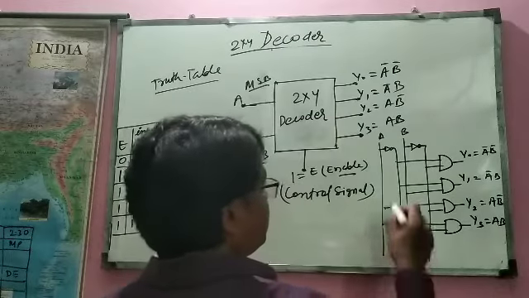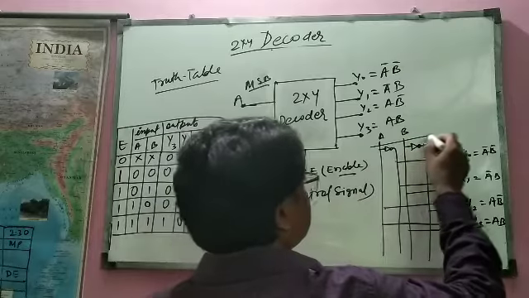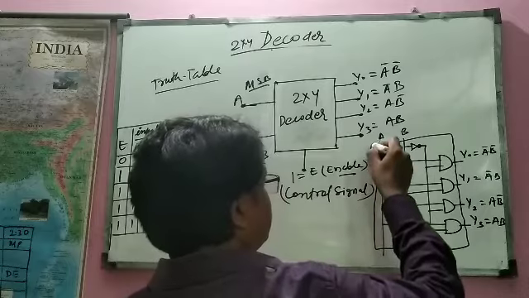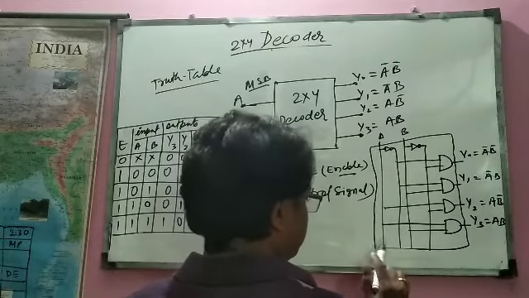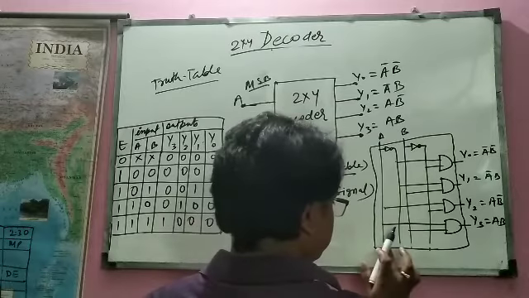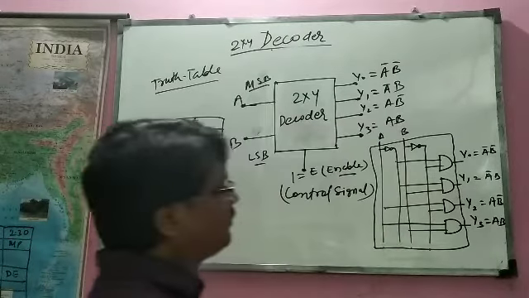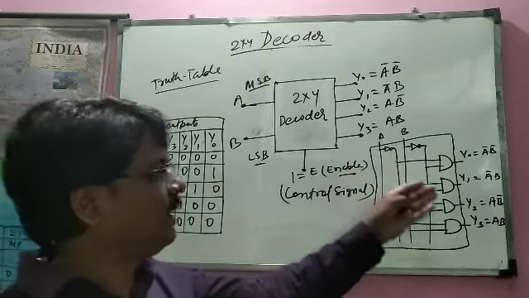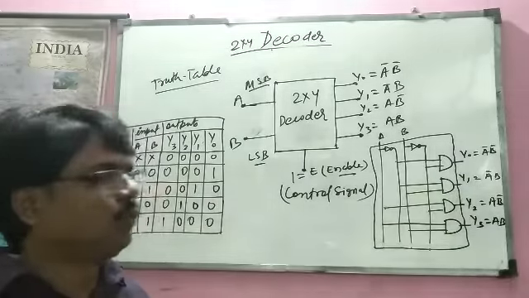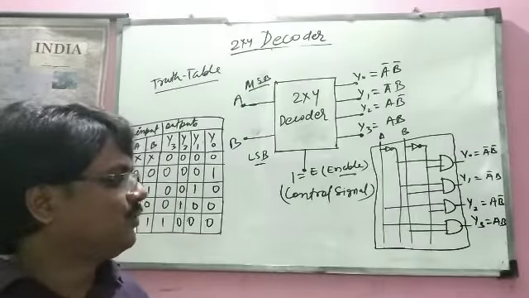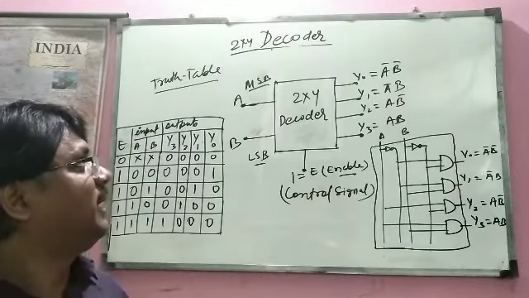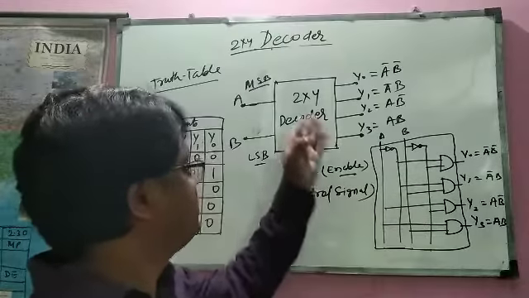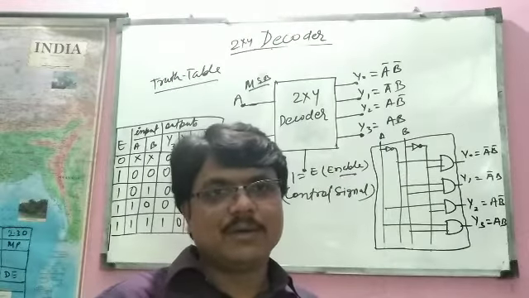Okay, and see, let us suppose this is our circuit. So what you are saying is that there are two inputs A, B, these are the binary inputs and these are the outputs. So this decoder contains only AND gates. The encoder contains only OR gates.